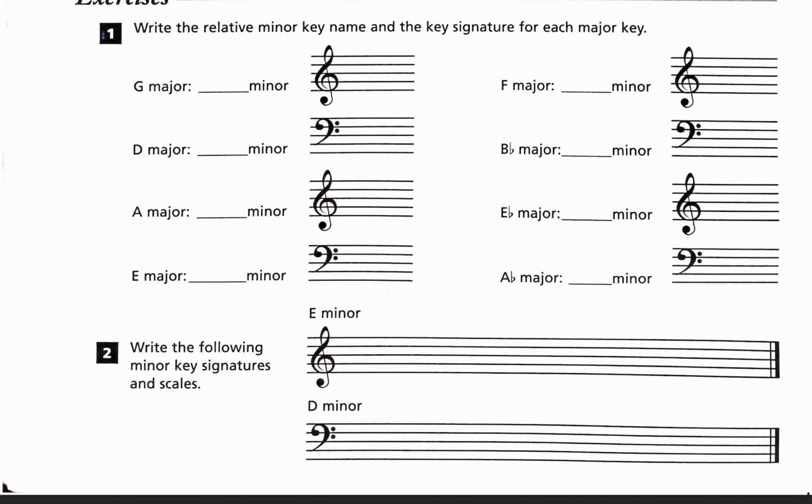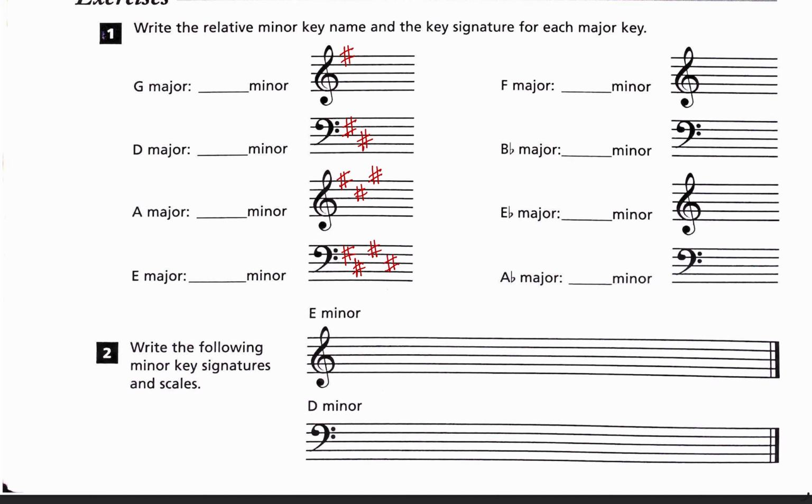All right, so G major, 1 sharp, F sharp. D major, 2 sharps, fat cats. A major, fat cats go, and E major, fat cats go down.